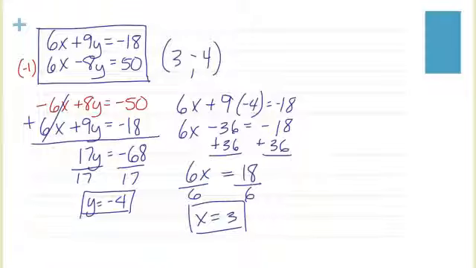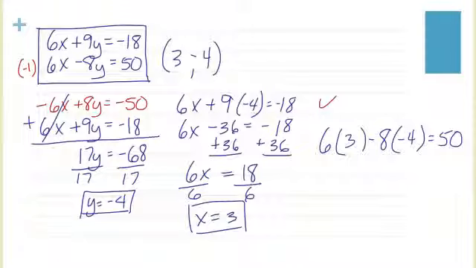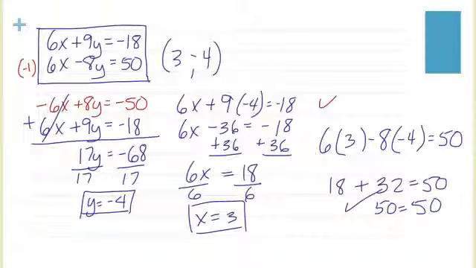We always want to check it. So, do our check. Now I'm going to use the other equation. And so, the likelihood of me making a mistake in both is pretty unlikely. Could happen, but I just have a much greater chance of catching the error if I use them both. So I've got 18 plus 32 equals 50. 50 equals 50, so I got the correct answer because those are the same. The answer is not 50, the answer is 3, negative 4. That's the ordered pair where the two lines would intersect if we graphed them.